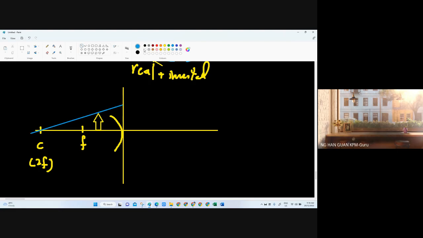Second, a ray from the object parallel to the principal axis. When you hit the mirror, it will be reflected towards the focus point. Then you extend it. You extend this one so that they will meet. Then your final image is forming here. So that is your image.